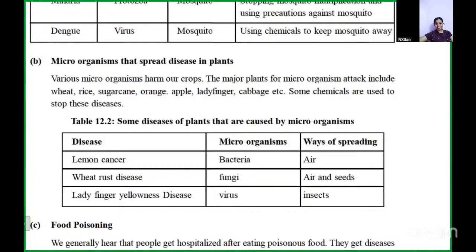Insects carry the microorganisms. So in plants also, when insects move from one infected plant to another infected crop, they pass the virus, they pass the microbes to the other plant, making it infected. Abraham has a question.